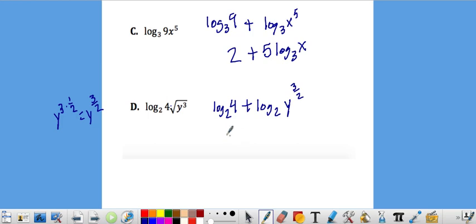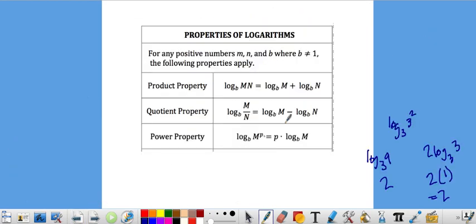2 to what power gets you 4? That's just 2. So 2 plus, swing the 3/2 out in front, 3/2 log base 2 of y. So that is expanding and condensing logarithms using our properties of logs. These are our main 3 properties.